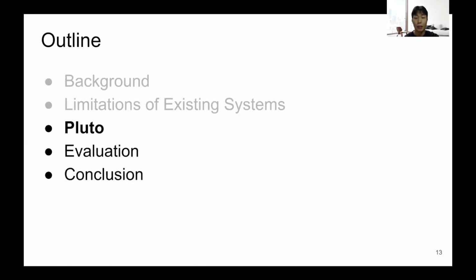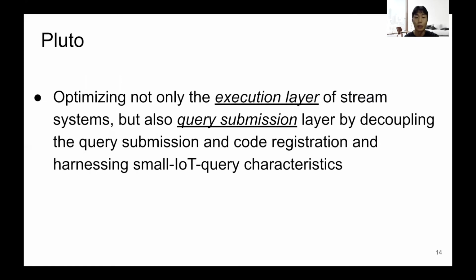To address these limitations, we designed Pluto, a new stream processing system optimized for handling a large number of small IoT stream queries. The key idea is to optimize not only the execution layer, but also the query submission layer, by decoupling the query submission and code registration and harnessing the characteristics of small IoT stream queries.